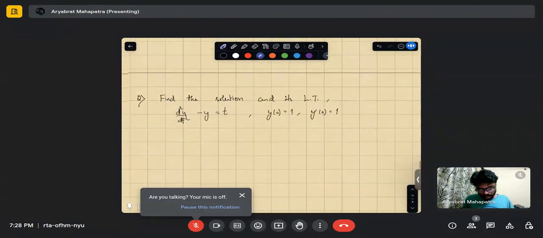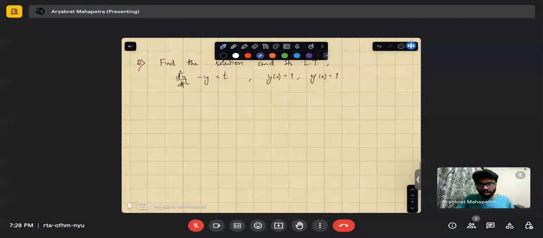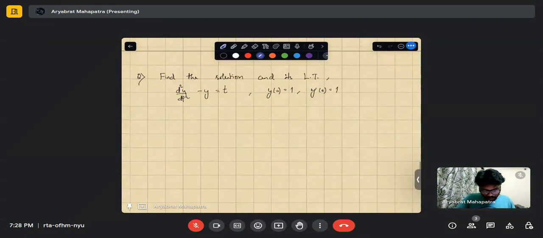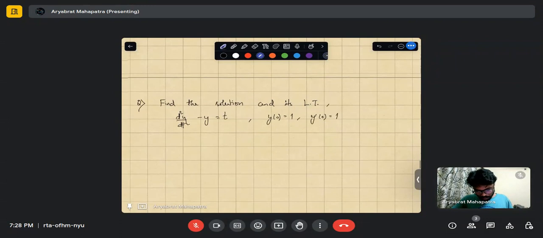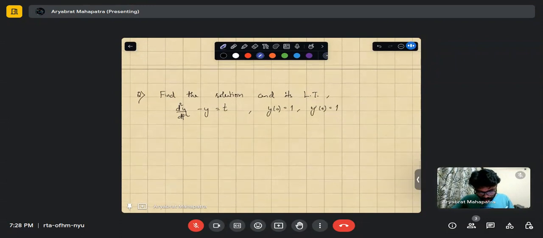I have one more question right here. You can do the same technique here. First, you take the Laplace transform of your differential equation. So the differential equation given here is as shown. Take the Laplace transform on both sides.